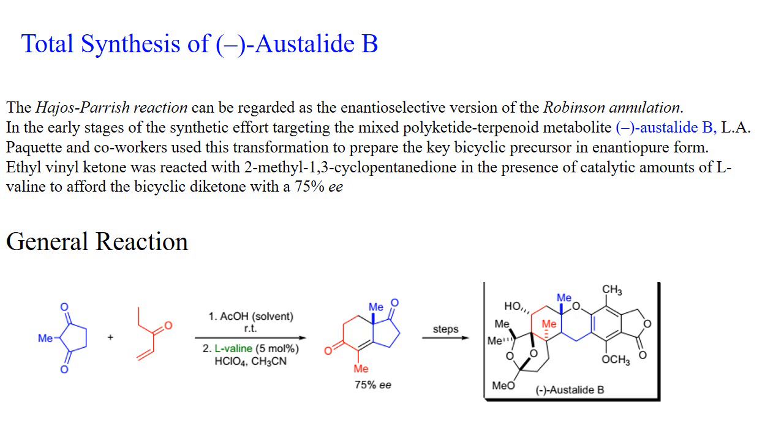This intermediate is prepared by L.A. Paquette and his co-workers, and the reaction by which this intermediate is prepared is called the Hedges-Parrish reaction, and the Hedges-Parrish reaction is the enantioselective version of Robinson annulation reaction.